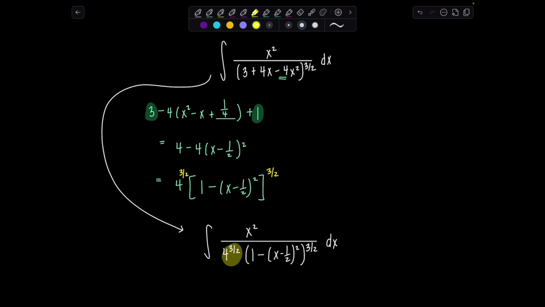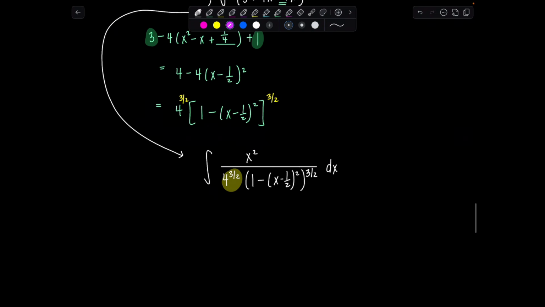From here, we can take 4 to the 3/2 outside. It's 1 over 4 to the 3/2. So just think, you take the square root of 4, that's 2, raise it to the third. So you're going to have a 1/8 outside the integral of x squared over (1 minus (x minus 1/2) squared) to the 3/2 dx. Now hopefully this looks less scary and it's becoming apparent which trig sub to use.